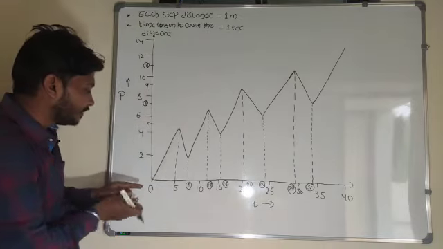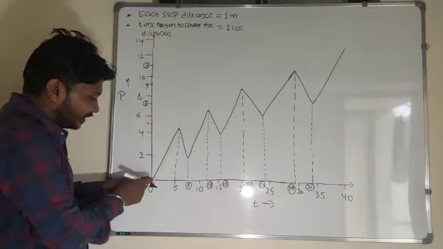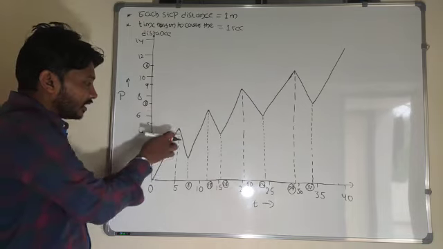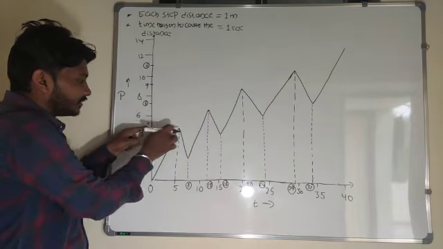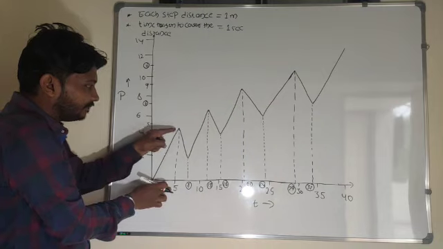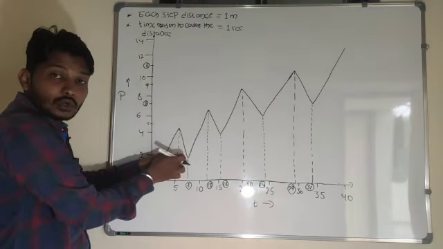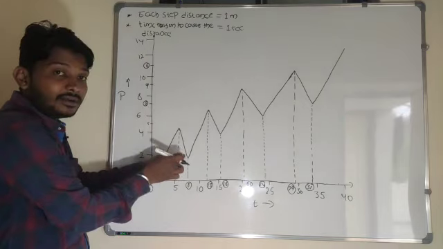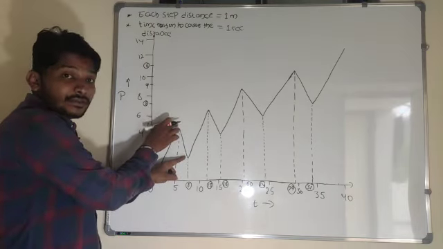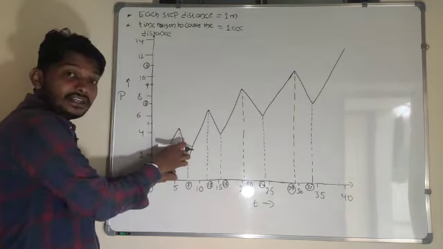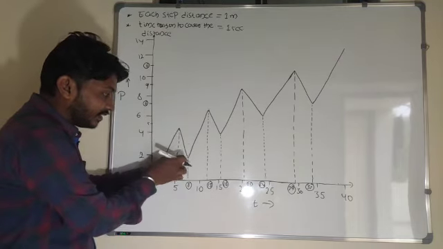So for that purpose, look at here, 5 steps forward. So 5 steps forward means 5-meter distance. He will take 5 seconds of time. So 3 steps backward means 5 minus 3, so 2 meter here. Again, what's the time taken here? 5 steps forward means 5 seconds. 3 steps backward means 3 seconds. 5 plus 3, 8 seconds of time.